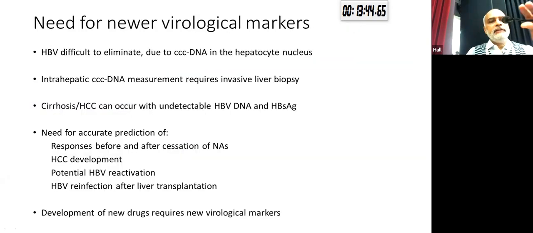So what is the need for new virological markers? We all know that HBV is very difficult to eliminate due to cccDNA persistence. And intrahepatic cccDNA measurement requires invasive liver biopsy. And cirrhosis and HCC can occur in spite of undetectable DNA and HBsAg. So there is always a need for accurate prediction of the response before and after cessation of interferon or nucleoside analogs, which patients will develop HCC, what is the potential for HBV reactivation, what reinfection can occur after liver transplantation, what are the factors, and development of new drugs also requires these virological markers.